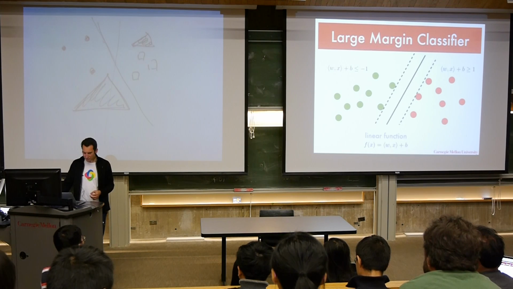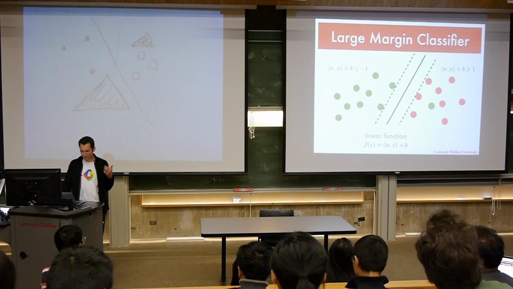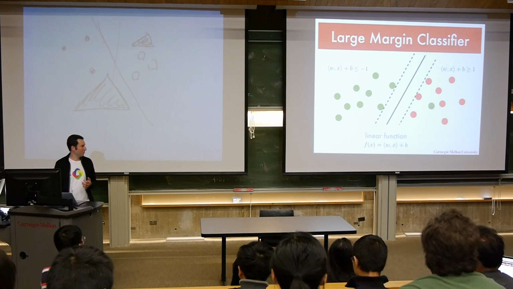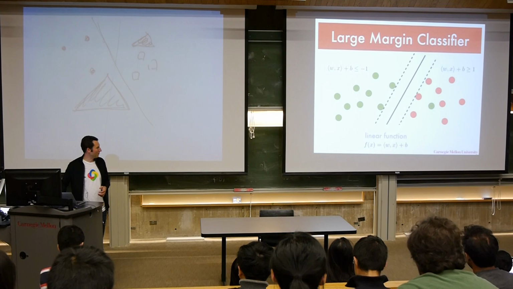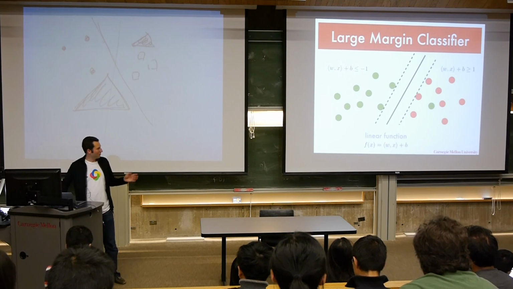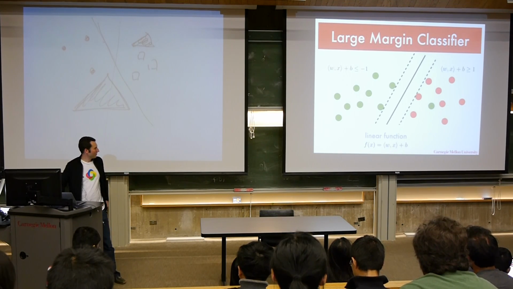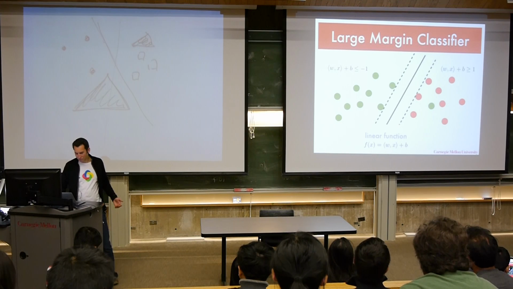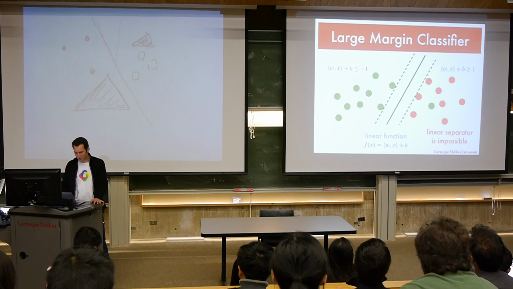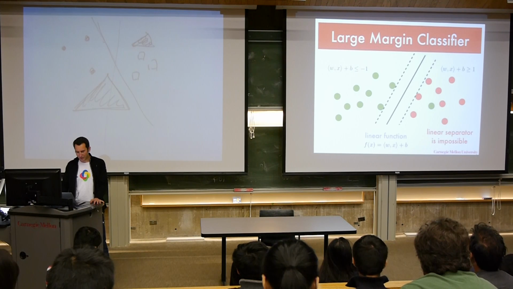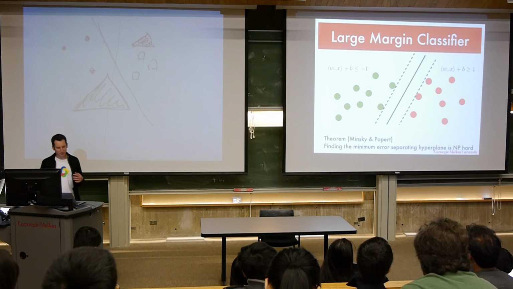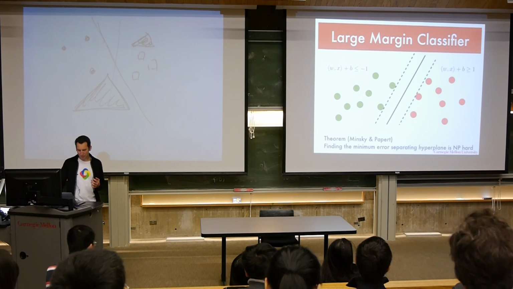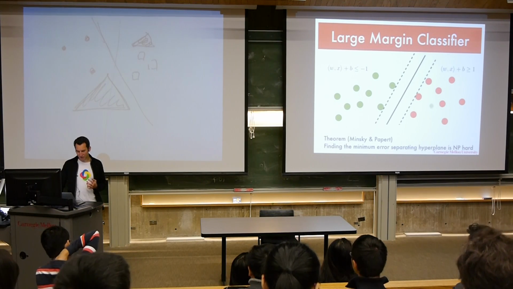So if you think about it, this is actually a very common case that you have at least some piece of, let's say, green spam that should be on the wrong side. That's on the wrong side. So what to do? Because you can clearly not find a linear separator. And as a matter of fact, there's a theorem by Minsky and Papert which says that finding the minimum error separating hyperplane is NP hard.